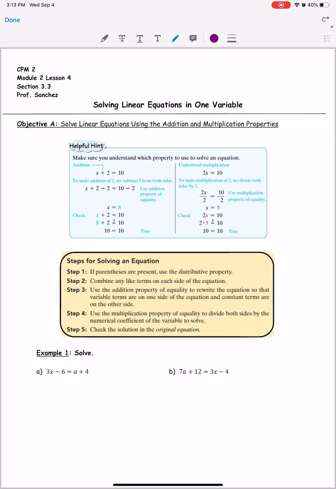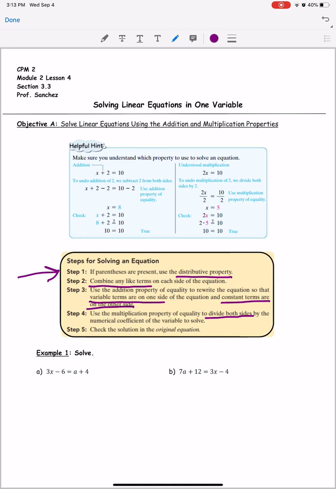So I have re-put these in here for us. Same rules. If there's parentheses, use the distributive property. Combine any like terms. Step 3, we need the variable on one side, the constant on the other side, and then we're going to divide both sides by whatever our numerical coefficient is. So, example 1, we're solving.